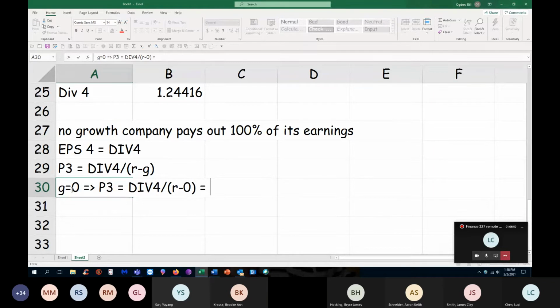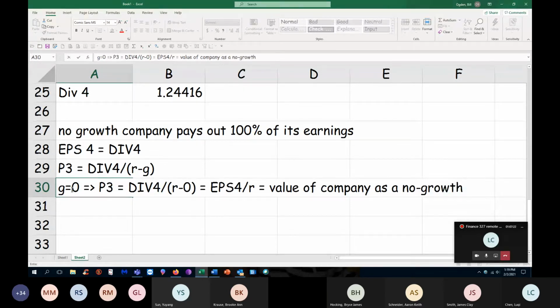It means that EPS 4, forgive me, and dividend 4 are the same number now. We're paying out 100%. EPS 4 divided by R. Okay, and this would be the value of the company as a no growth at the end of year 3.